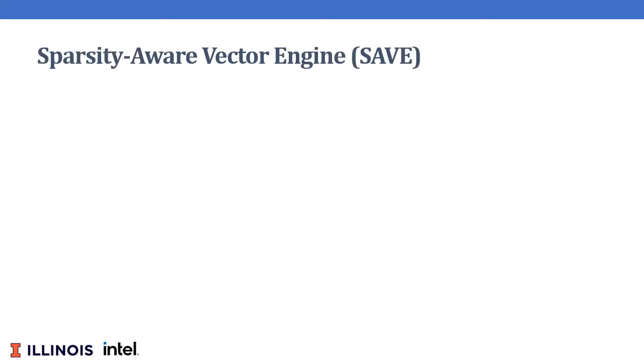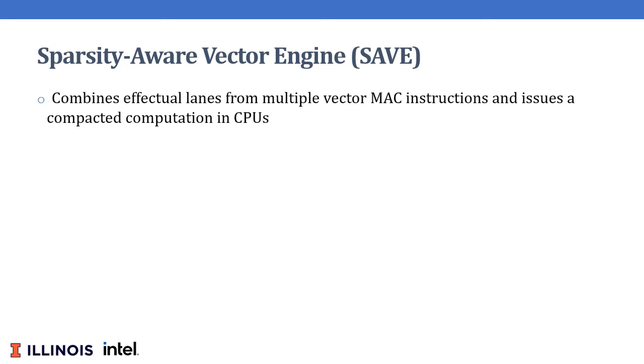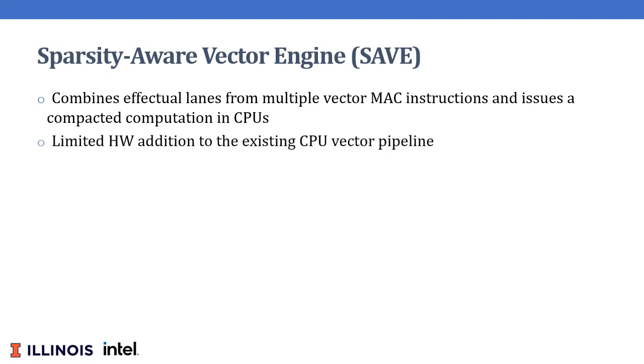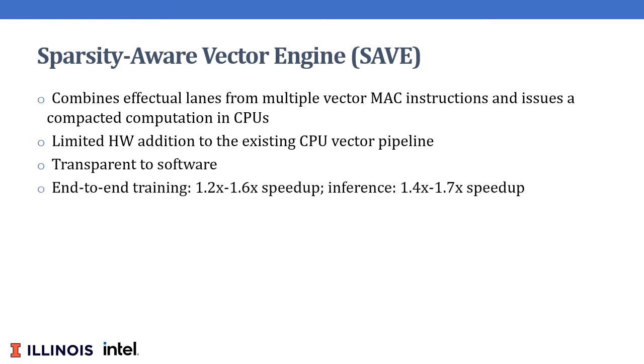To exploit both types of sparsity, we propose SAVE, Sparsity-Aware Vector Engine. SAVE combines effectual lanes from multiple vector MAC instructions and issues a compacted computation in CPUs. It only adds limited hardware to the existing CPU vector pipeline, and it is transparent to software. SAVE accelerates end-to-end training by 1.2 to 1.6x and inference by 1.4 to 1.7x.